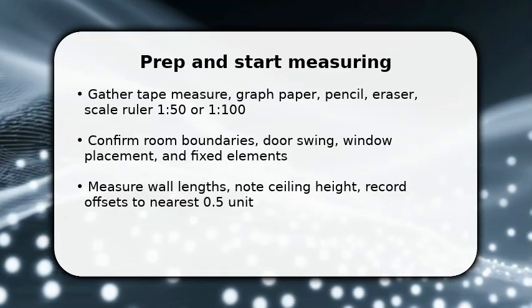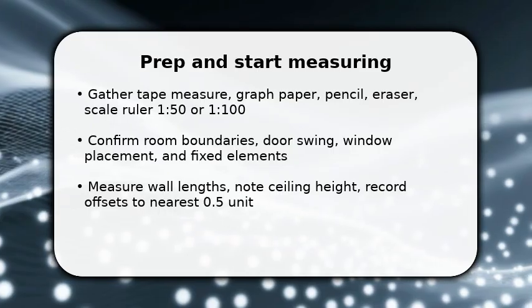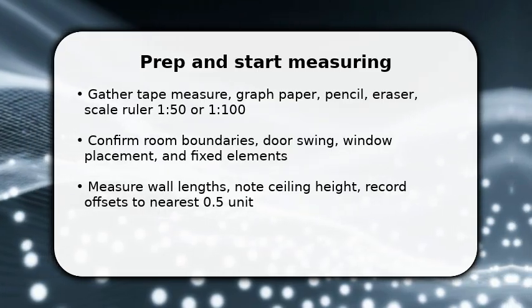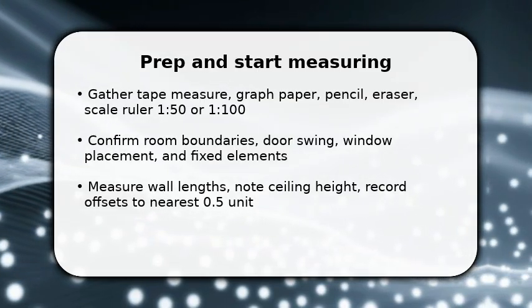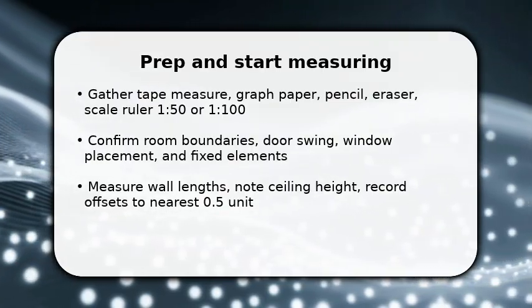You begin by measuring. Trust direct measurements over memory. Use a tape and mark wall lengths, window centers, and door swings on graph paper. Label each wall. Once done, record ceiling height and any offsets like built-ins or radiators.